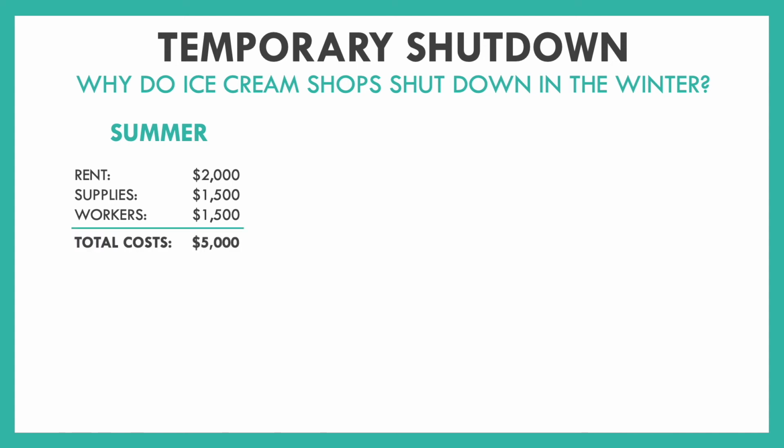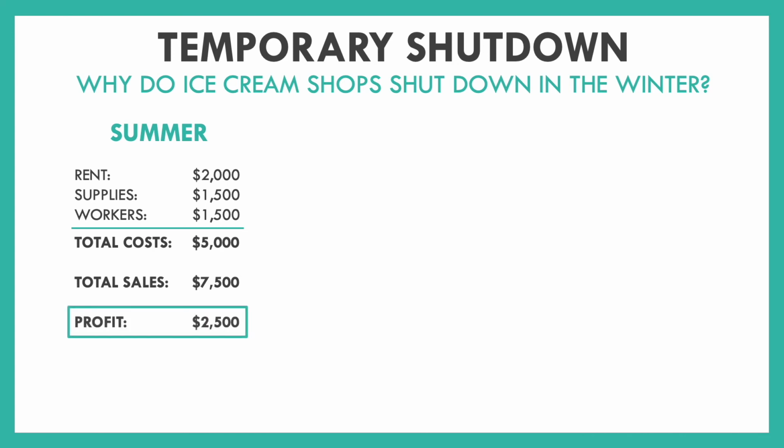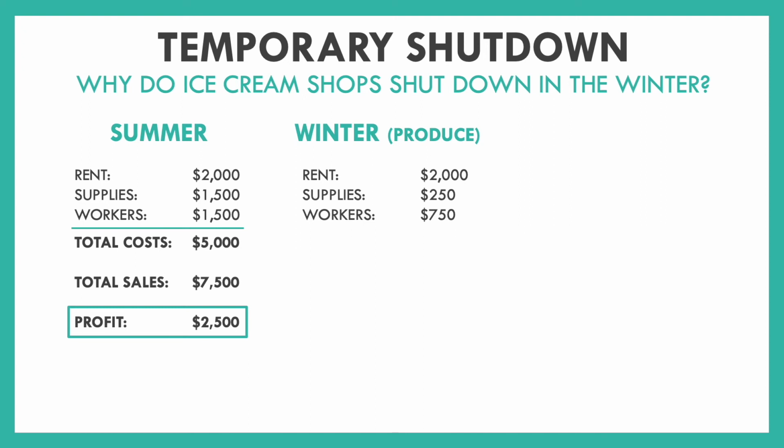So they have to pay $5,000 to operate, but they sell $7,500 worth of ice cream. Well, that means they make a profit of $2,500 because you take your sales, your total revenue, minus your total cost. They have $2,500 of profit. That's awesome. Now, let's suppose they decide to produce during the winter. Well, they still have to pay their rent no matter what. It's not like the landlord gives you a break just because it's the winter. But they probably wouldn't buy as many supplies or hire as many workers because they don't need to.